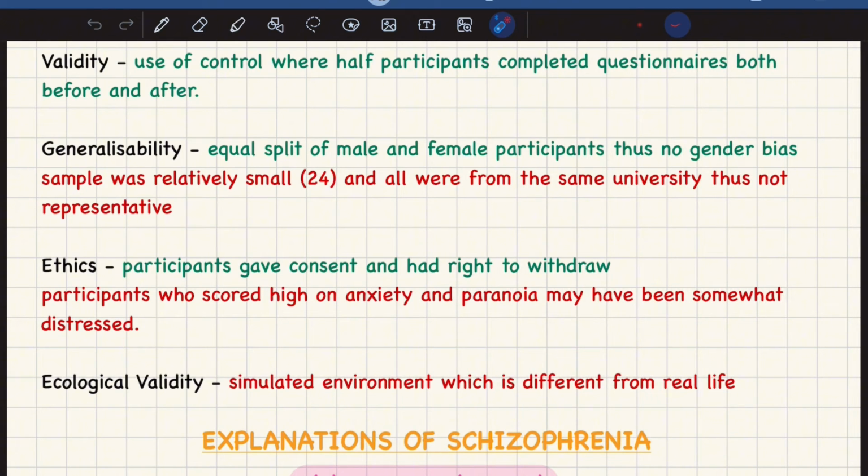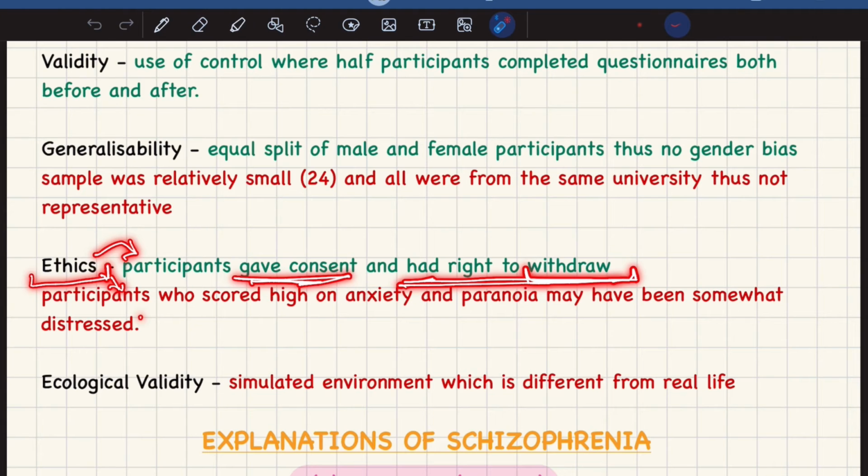Second last is ethics. Now, ethics, again, it has a strength and a weakness. In strengths, it was that participants gave consent. Volunteer sampling was used, meaning they were willing to participate and they gave their consent. And they were also told that they had the right to withdraw, so if they felt uncomfortable or distressed, they could withdraw from the study.